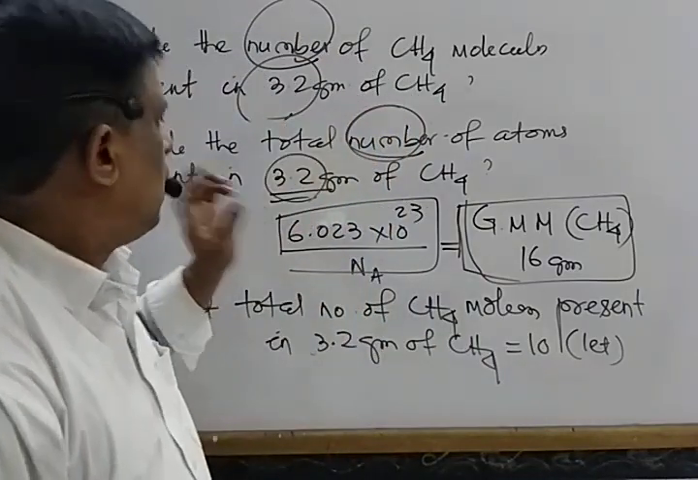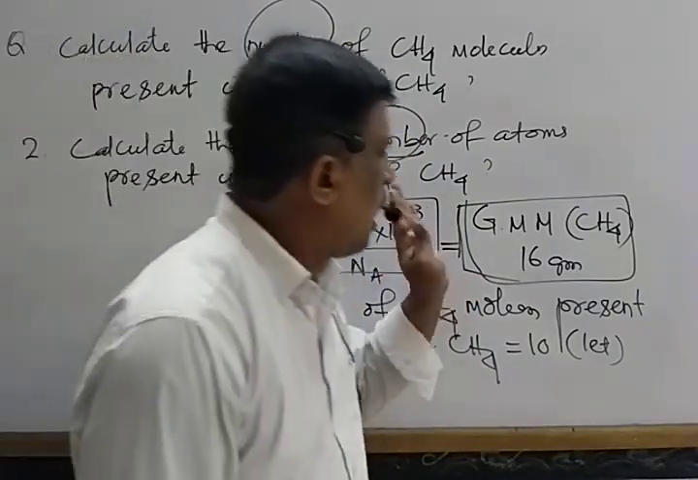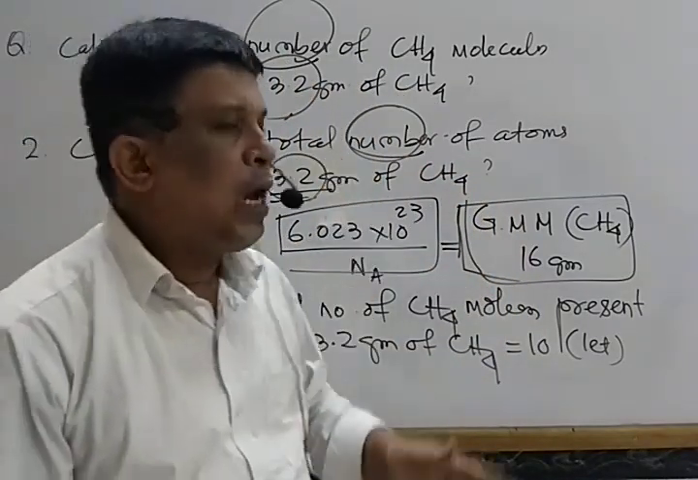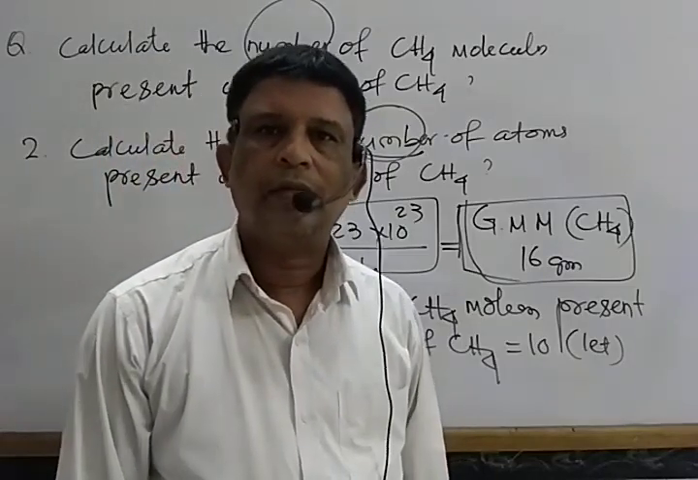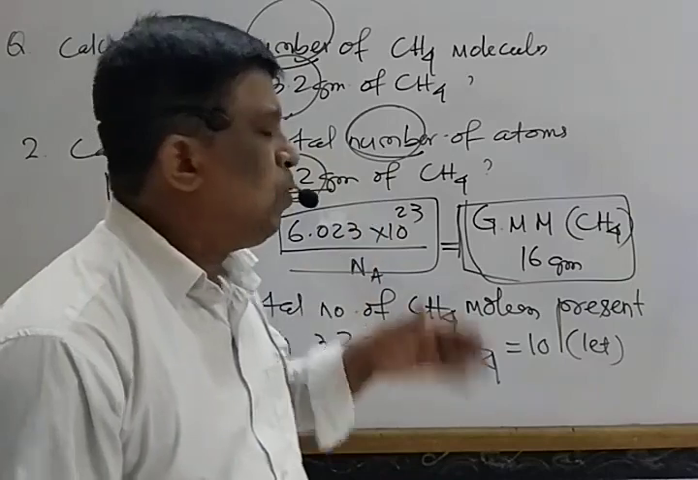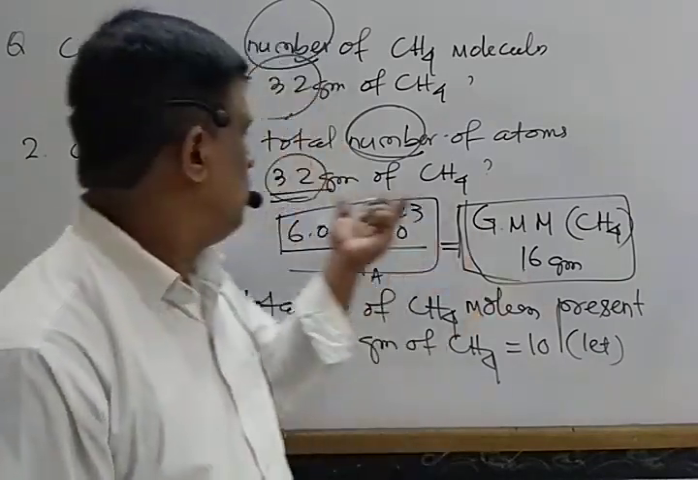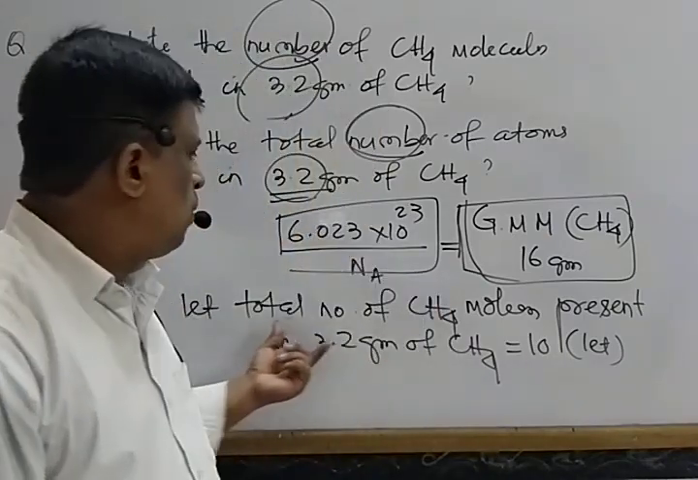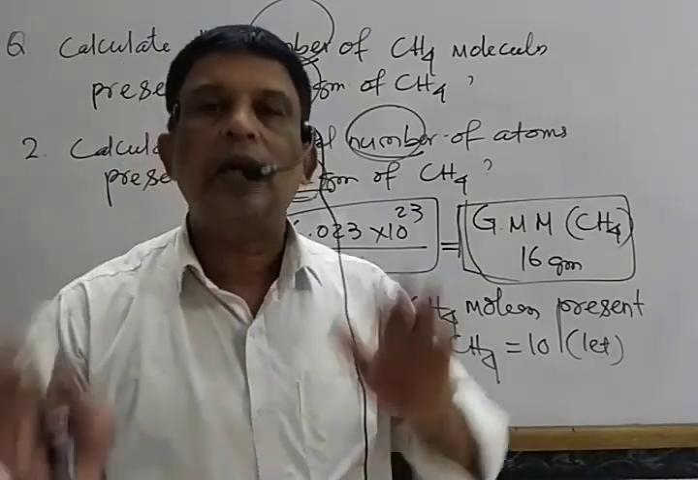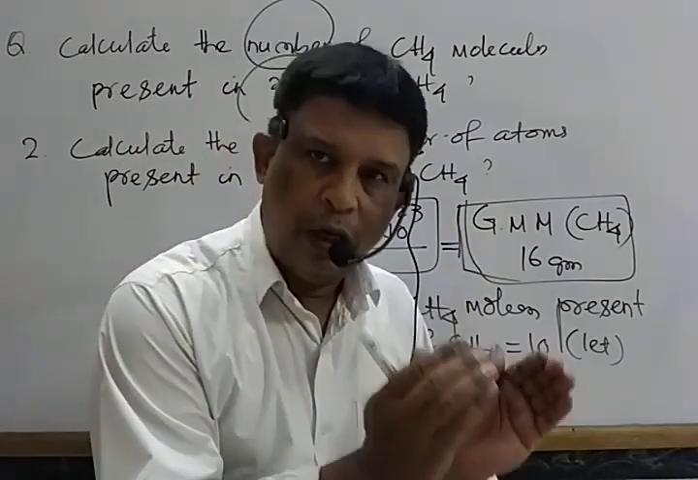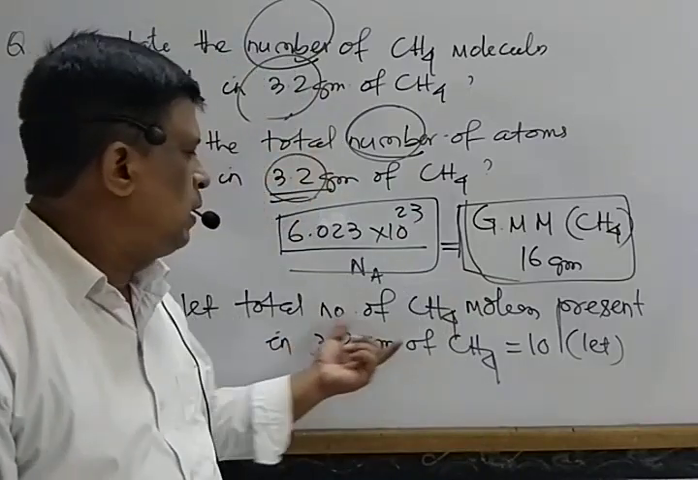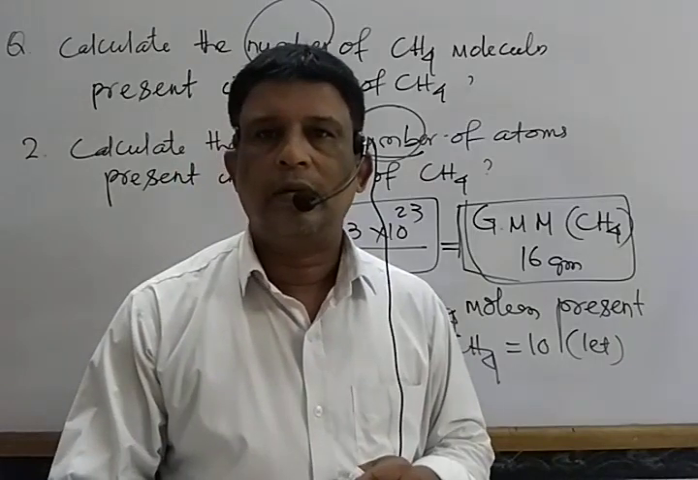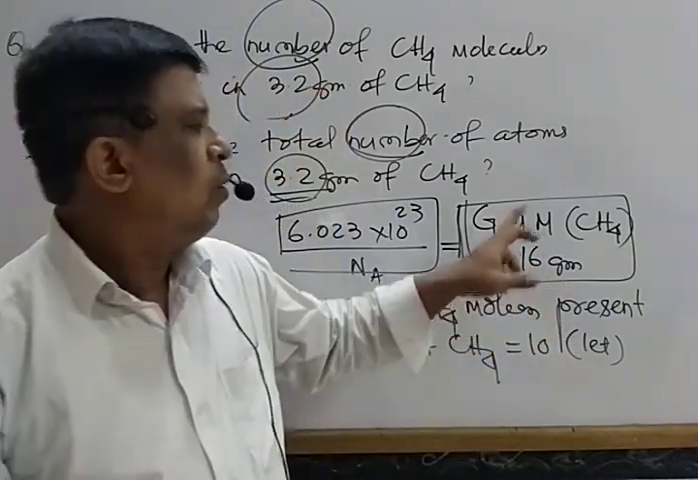Same concept is there. Now calculate the total number of carbon atoms present. Next question: calculate the total number of hydrogen atoms present. Now the question: calculate the total number of hydrogen molecules present, in 3.2 gram of methane. Answer: whatever may be the question, we always focus on the number of molecules. So let the number of methane molecules present in 3.2 gram be 10. Next, one methane molecule contains one carbon atom.